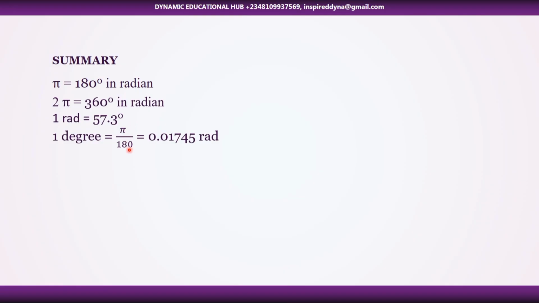But if you are asked to convert degrees to radian, you are going to put the value of pi, which is 3.14, approximately, multiplied by 1, divided by 180. When you do that, you get 0.01745 rad. So 1 degree is pi over 180 in radian, and 1 degree is also what? 0.01745 in radian.